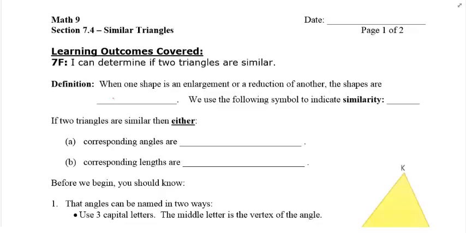Finding out if two triangles are similar. So what do we mean by similar? Well, you've seen this before already. When one shape is an enlargement or reduction of another, we actually call these shapes similar.